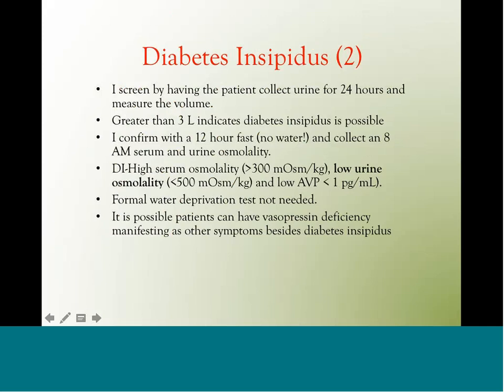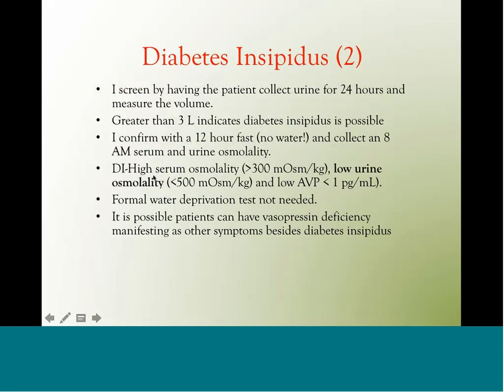So what I do is have the patient first collect the urine for 24 hours, and I measure the volume. A volume greater than 3 liters indicates diabetes insipidus is possible. Then I confirm by having them do a 12-hour fast with no water. Usually I have them stop eating and drinking at 8 o'clock at night, and in the morning at 8 a.m. I get a serum and urine osmolality, as well as an AVP level.